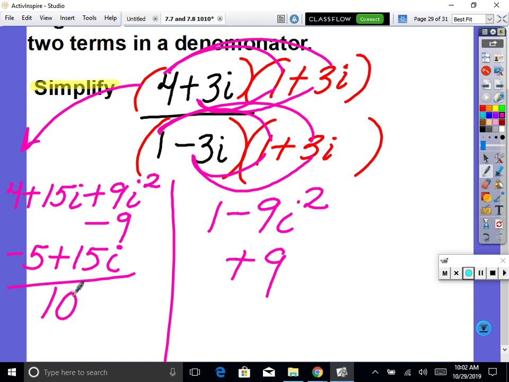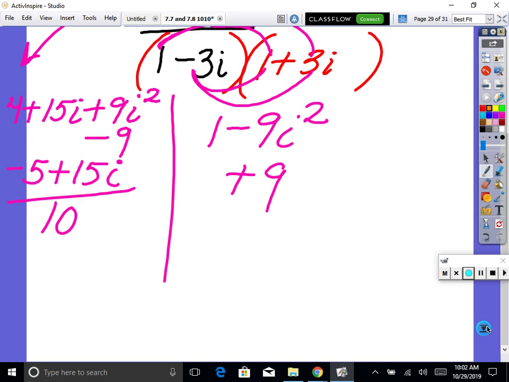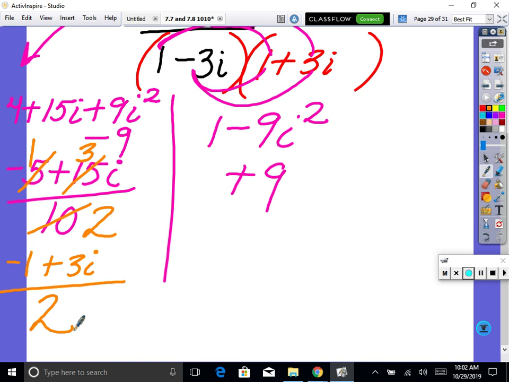And then don't all three things divide by 5? As long as we do it to all three pieces, correct? Or do it by factoring the top. So this divides by 5 and becomes a 2. This divides by 5 and becomes a 1. This divides by 5 and becomes a 3. So that's negative 1 plus 3i all over 2. And that's your final answer.